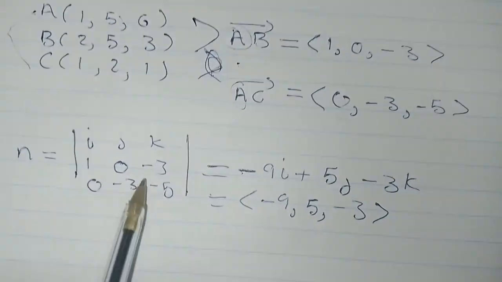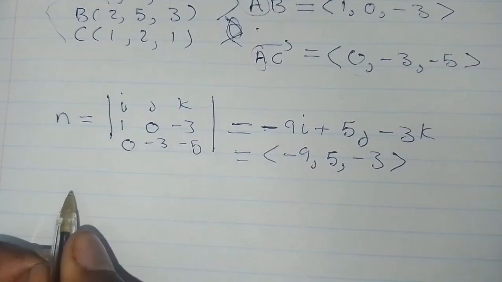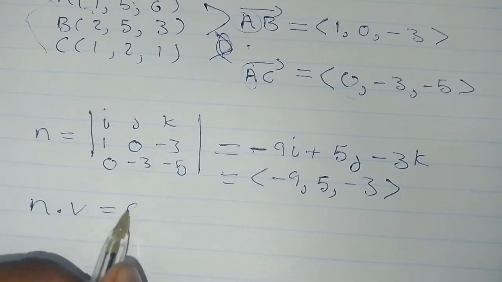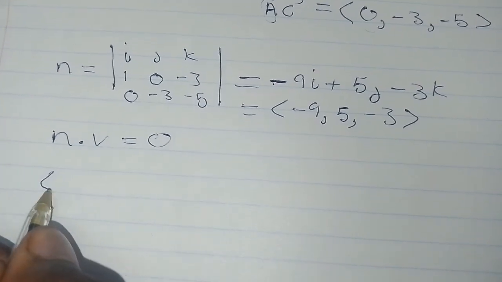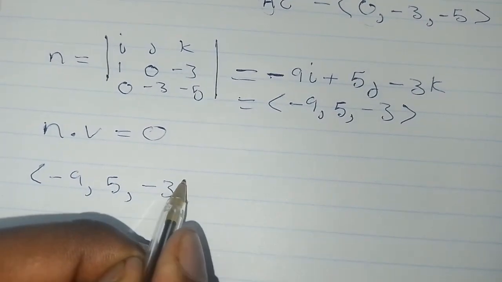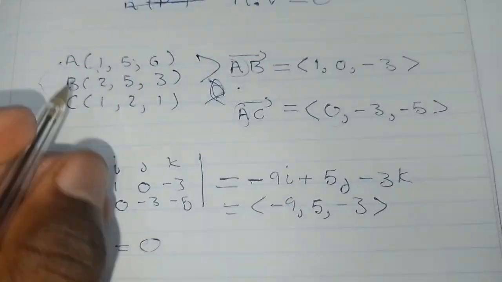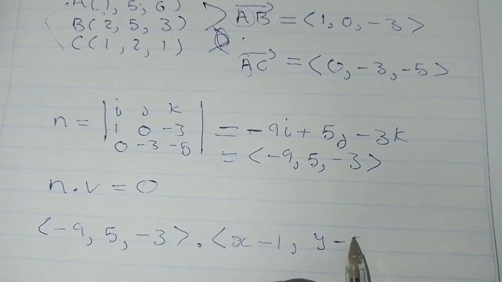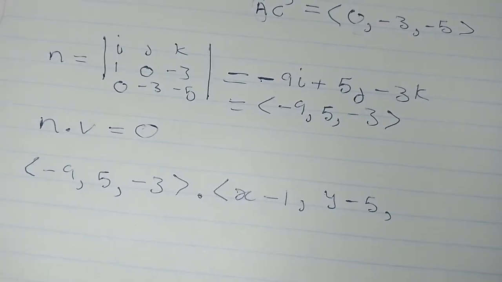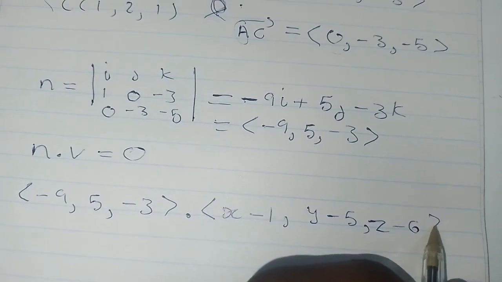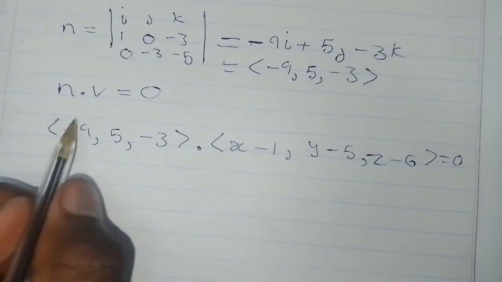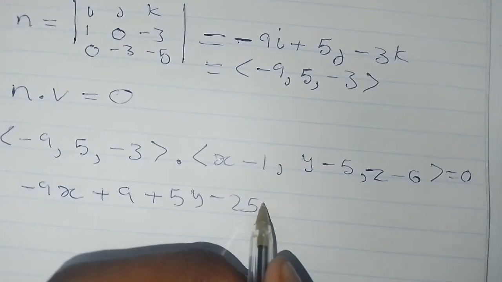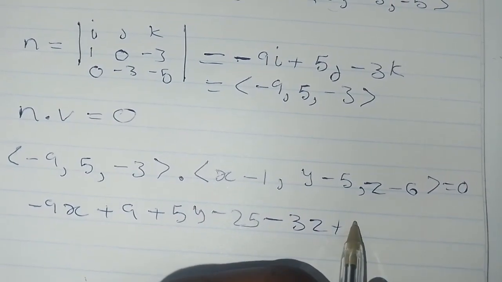Now you dot that with, let's pick point A. So you're going to have n dot v equals 0. We want to find an equation of a plane, and our normal vector is minus 9, 5, and minus 3. Then you dot that with a vector obtained from A. So it will be x minus 1, y minus 5, and z minus 6, equals 0. Then you further simplify this, so you have minus 9x plus 9 plus 5y minus 25 minus 3z plus 18 equals 0.